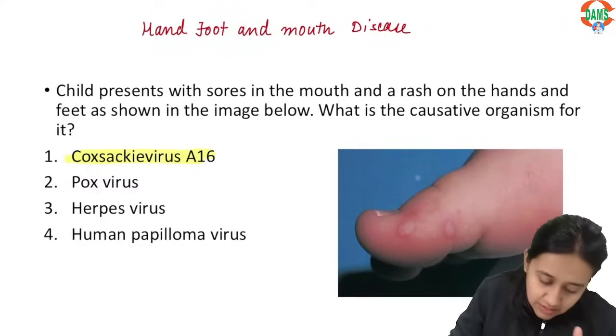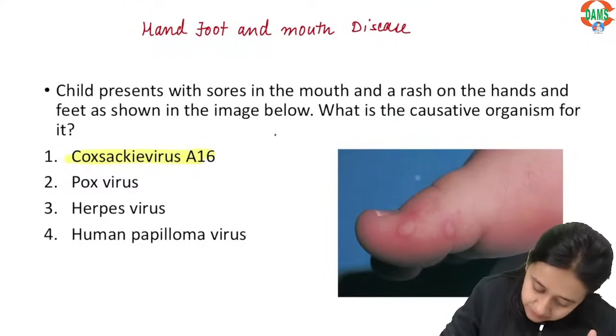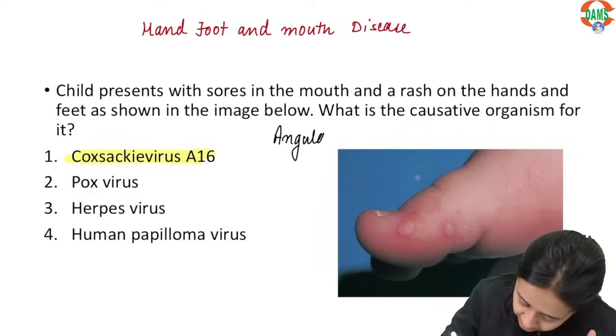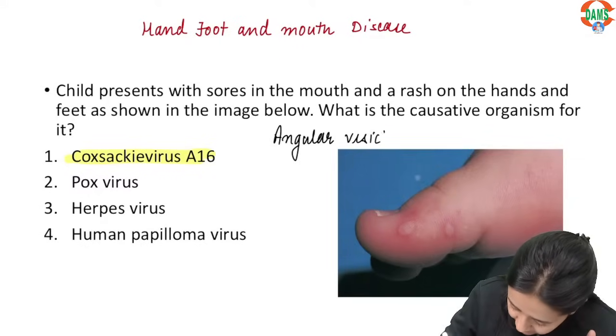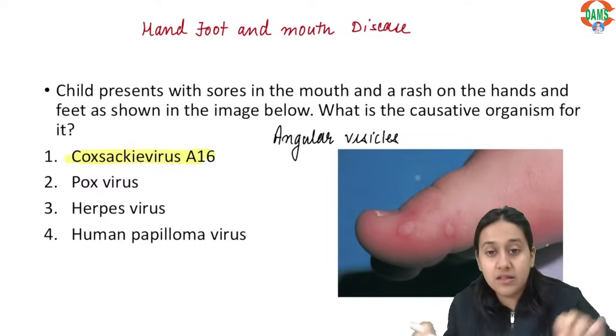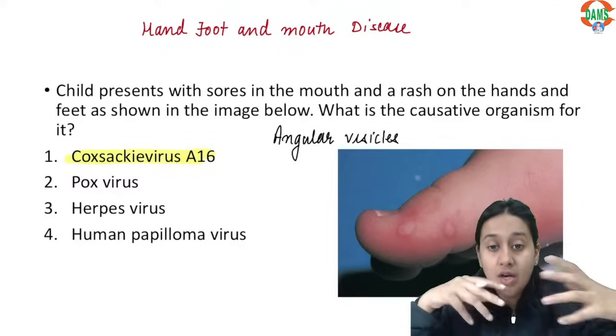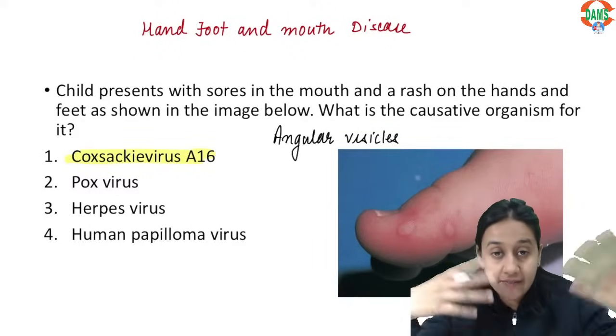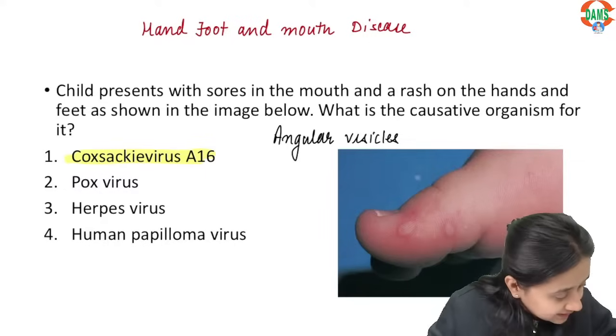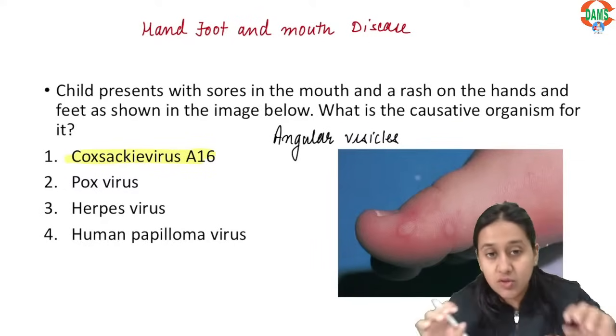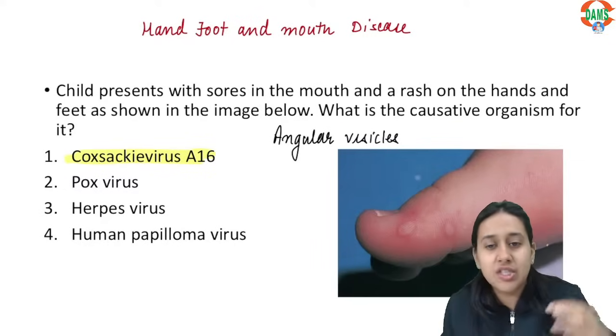Angulated vesicle. So I'll write it here. You get angular vesicles. They are not round, angulated vesicles on the sides of the finger, on the buttocks, oral cavity, or on the foot. Okay? Clear? Understood this point? So this is your Coxsackie A16 and the condition is HFMD.